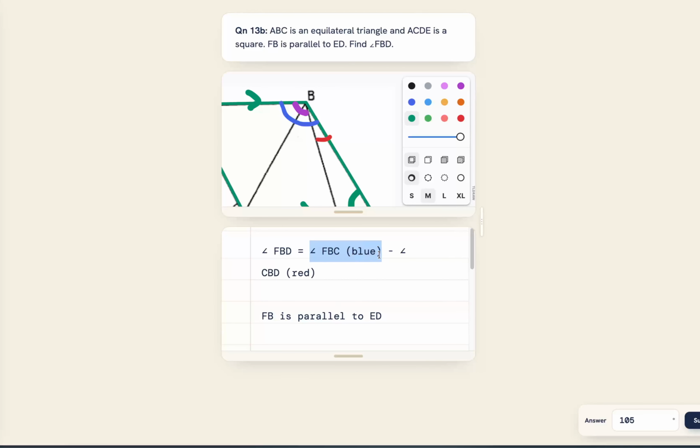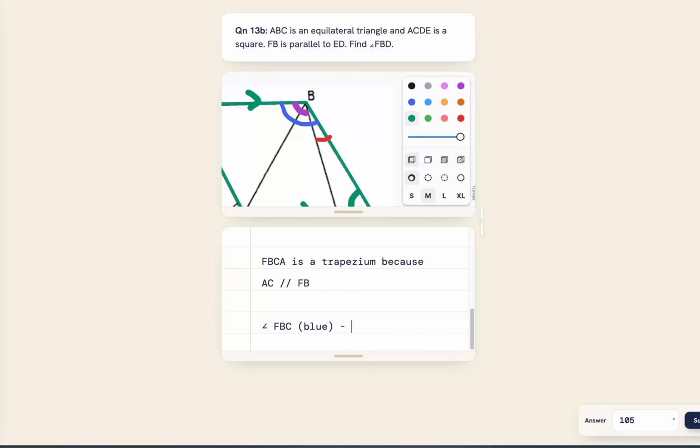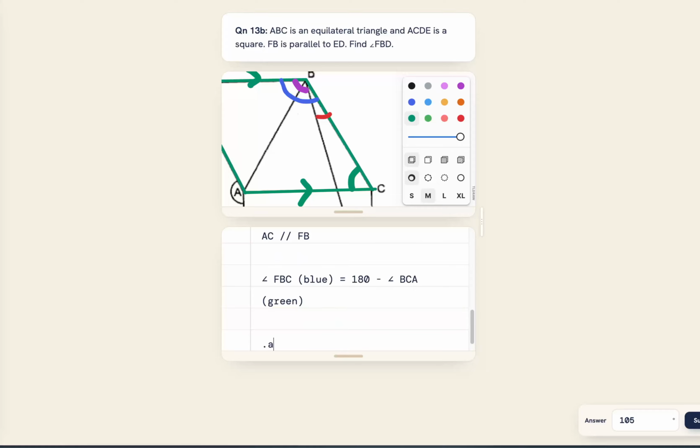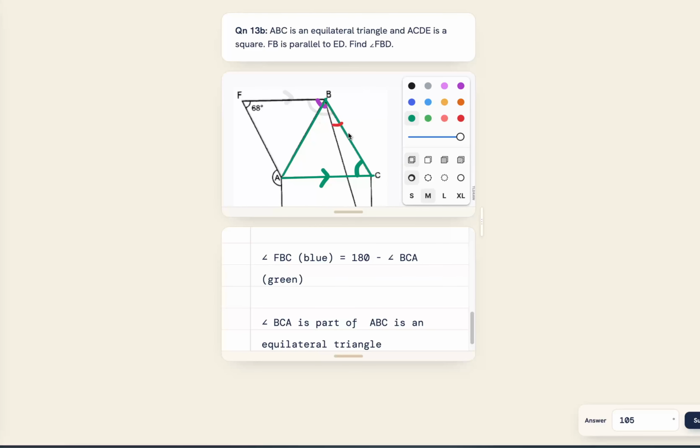So to find angle FBC, which is blue, we need 180 minus this green angle BCA, which is in green. And the thing is, angle BCA over here is part of equilateral triangle ABC, which is this part over here.